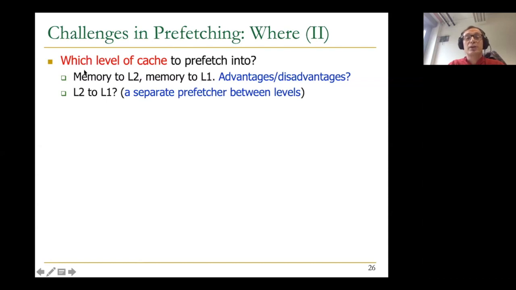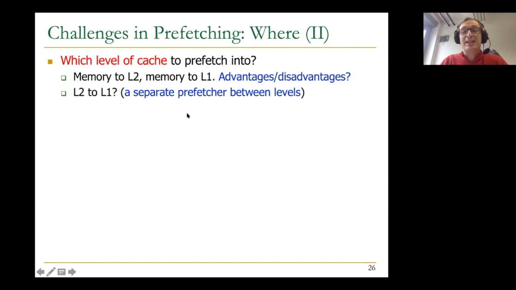Do you prefetch from memory to both of them? There are advantages and disadvantages. Clearly, if you have a very aggressive prefetcher, and you're prefetching directly from memory to L1, the L1 size may not be enough. So many prefetchers today prefetch into L2, but not all prefetchers prefetch from memory to L1. Sometimes you prefetch from L2 to L1. There may be a separate prefetcher between levels.